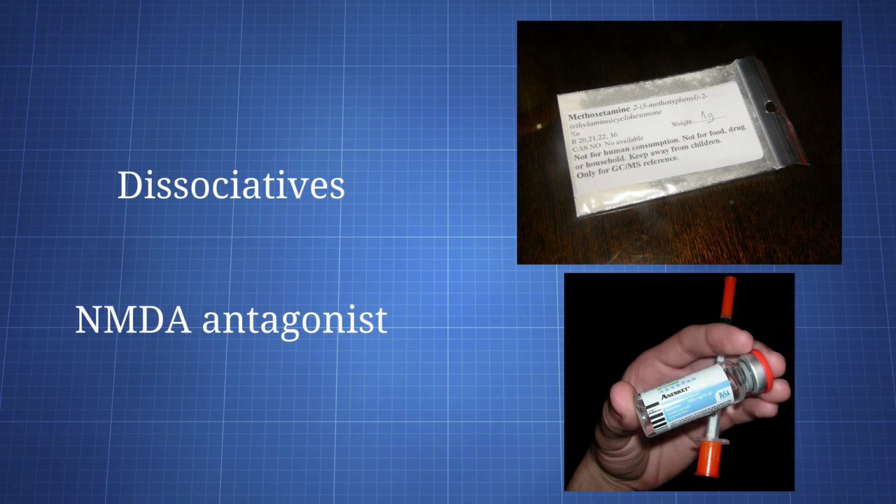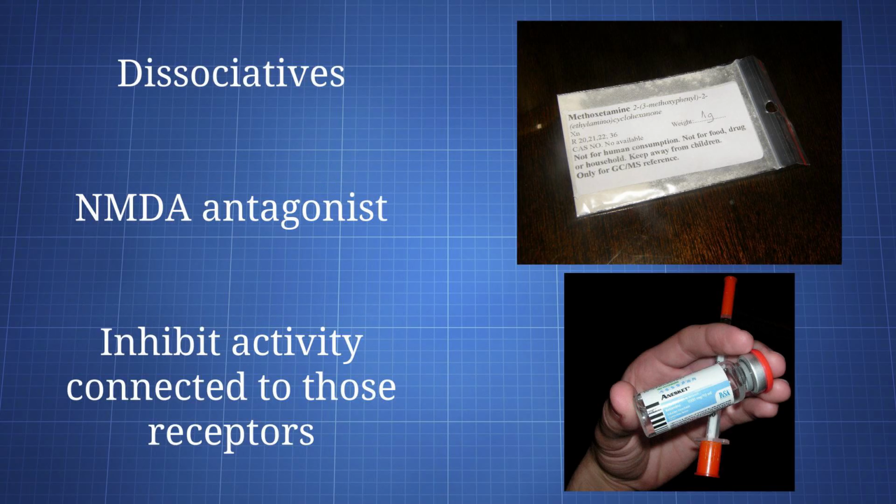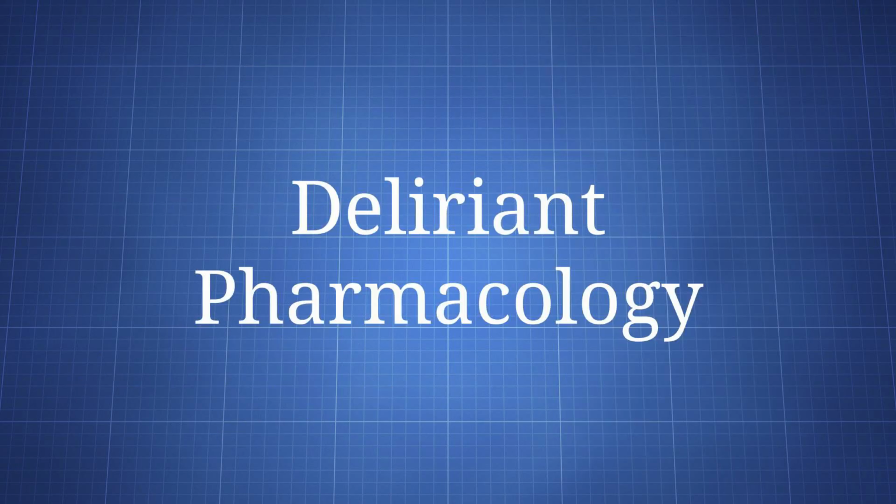Dissociatives function by blocking, also known as antagonizing, NMDA receptors. This significantly reduces the activity that would normally occur through these receptors, which can have a range of effects on pain, memory, perception, and general cognitive function.